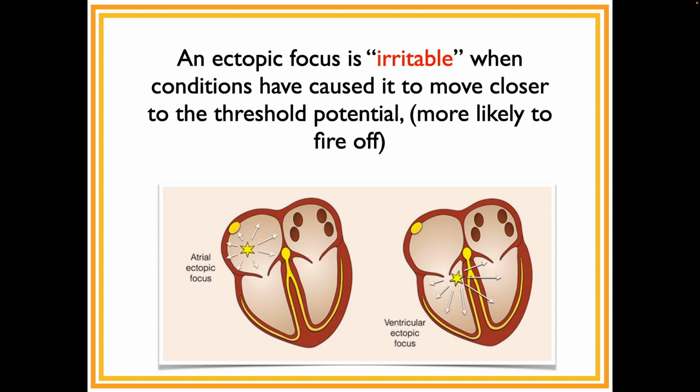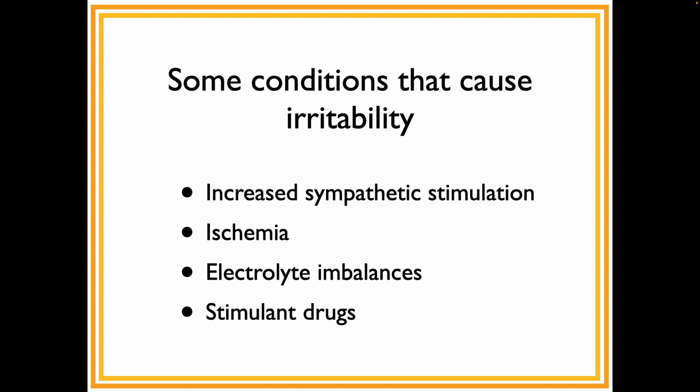So what do you think? What are some conditions that might make that ectopic focus irritable? What would you think? Yeah, hypoxia, great. Okay, so here's a couple of them. Increased sympathetic stimulation pushes everything toward threshold potential. Ischemia, so hypoxia leading to ischemia. Electrolyte imbalances and stimulant drugs. So really the usual suspects. What that means is if part of the heart is becoming ischemic, it's far more likely to start firing off and not waiting for the SA node to do so.